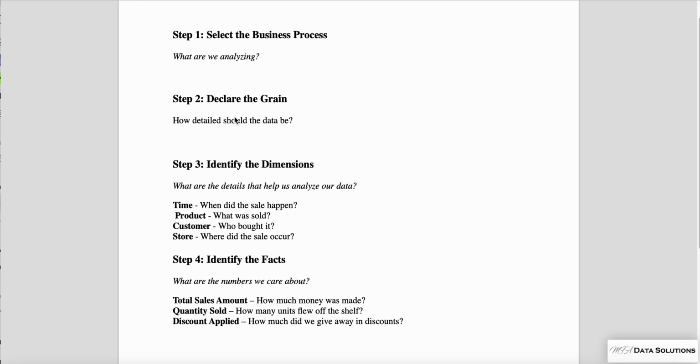And in our retail sales model, we could set the grain as 1 row per item sold per transaction. That way, every single product sold gets its own record, making analysis super flexible.